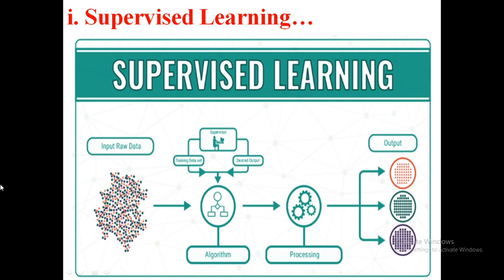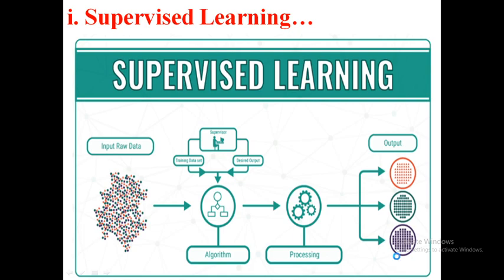If you observe this, we have raw data and we have a supervisor here. The supervisor contains a training data set, meaning he knows how to represent our raw data and he knows what output to present. What is the supervisor's work? He devises a model, that is called an algorithm, which fits our data into the required output. To perform this, we have to do some processing, that is the changes you want to make. After this processing, we will get the output.